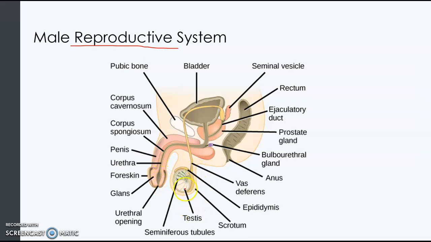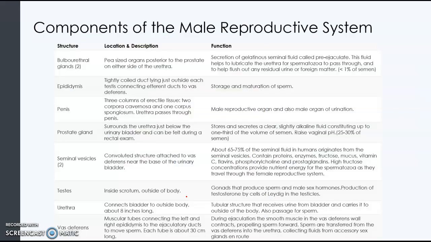The scrotum, of course, is the sac that holds the testis. Okay, I think we pretty much covered that. This is a table that I'm not going to read from, but it covers the main, primary components of the male reproductive system, where they're located and what they do.